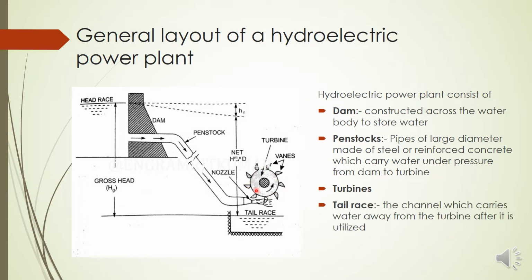And the last one is a tail race. So what is a tail race? It is a channel which collects and carries water once it is used for power production. So once the water is used, after the power is produced, we have to collect this water and carry it away. And we can use it for some other purpose like agriculture, irrigation or anything else we want. So these are the four components of a hydroelectric power plant, and we will be focusing only on this third one, turbine.